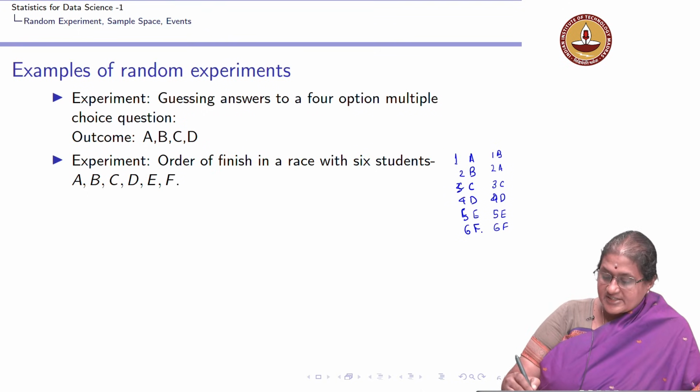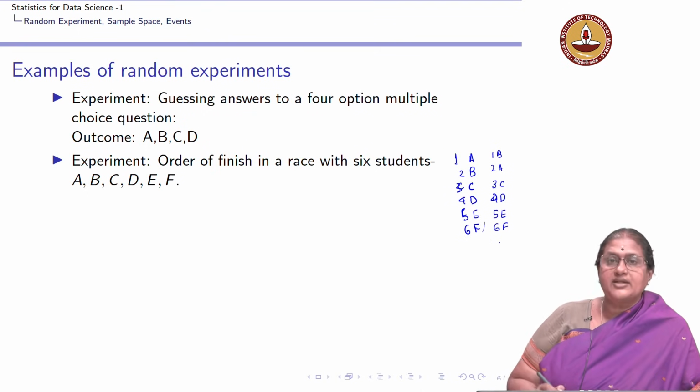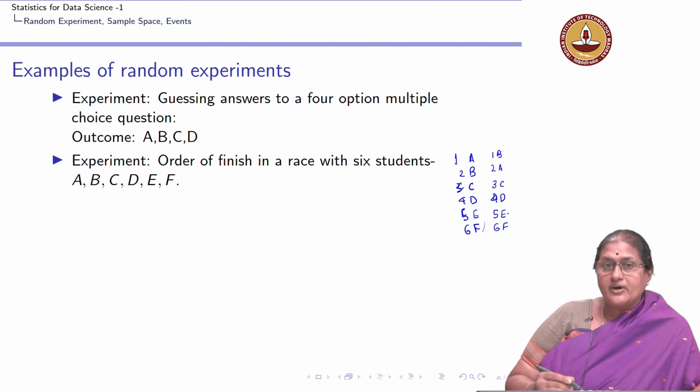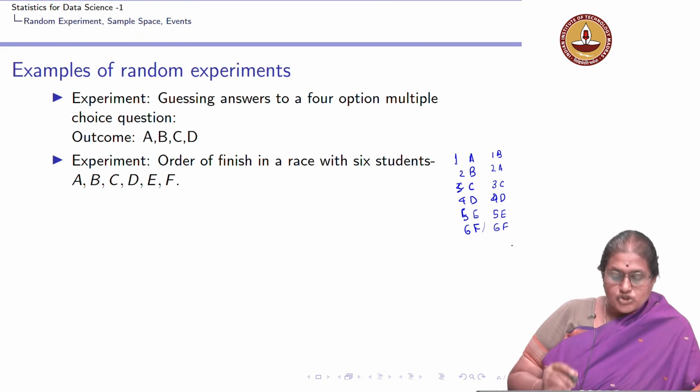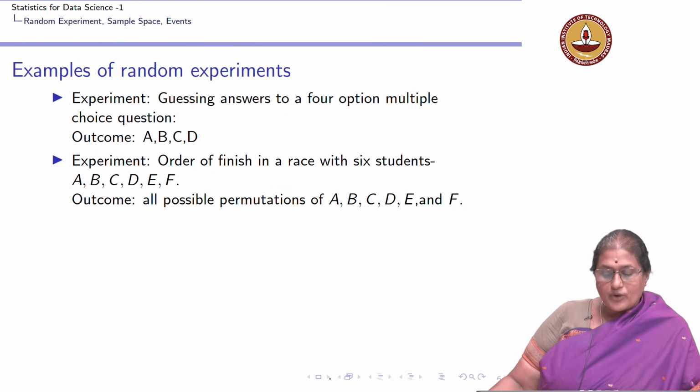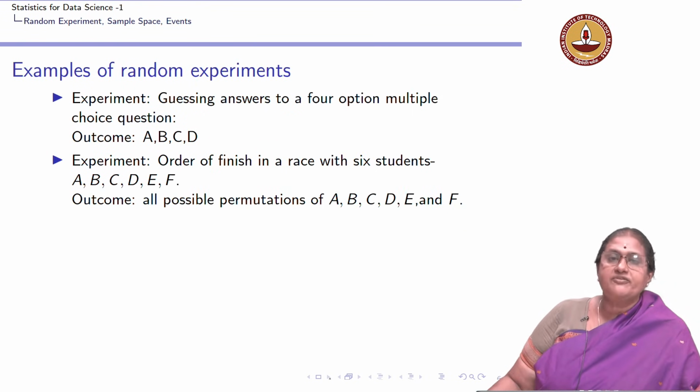So, we can see that this is one particular order, this is another particular order. We quickly recognize that this is nothing but the number of ways you can arrange these 6 people. So, my total number of outcomes is nothing but all possible permutations of A, B, C, D, E and F. Those are my possible outcomes of the experiment where I need the order of finish.